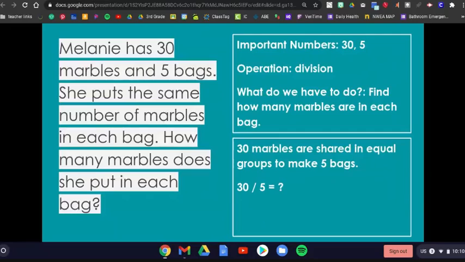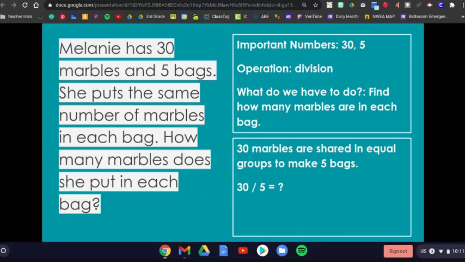So we broke this question down too. The important numbers are 30 and 5, and we are going to be dividing. What do we have to do? We have to find out how many marbles are in each bag. So it's asking us to divide 30 by 5. In the chat box, tell me, what is 30 divided by 5? What times 5 is 30? If Melanie has 30 marbles and she's putting her marbles into equal bags, how many marbles will be in each bag?